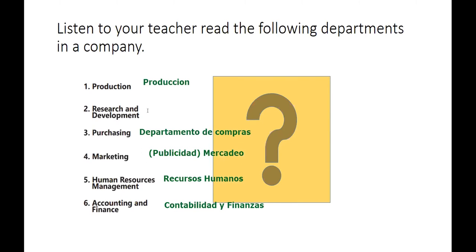Okay, very good. And what about number two? Investigación y desarrollo. Departamento de investigación y desarrollo. Very good. All the companies, they should have these areas. These are like the basic areas. Estas son como las áreas básicas que toda compañía debería tener. Production, research and development, purchasing, marketing, human resources management, accounting and finance. So these are like the basic things that they should have, right?